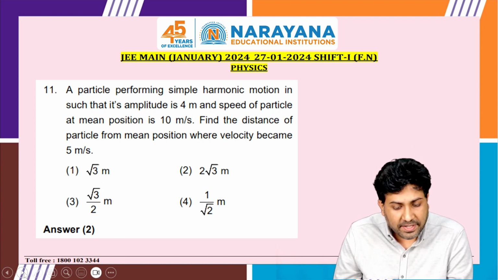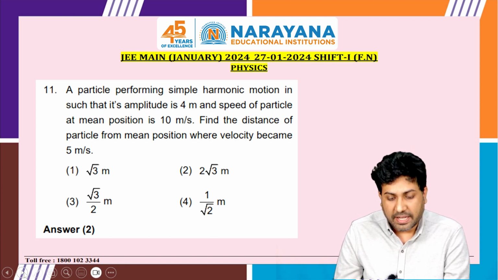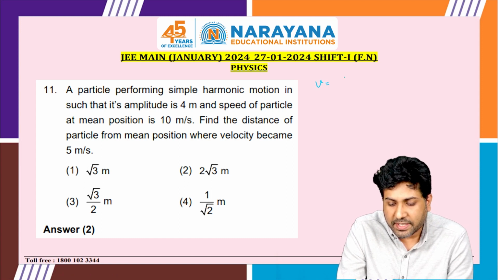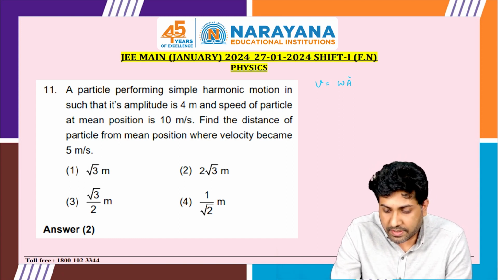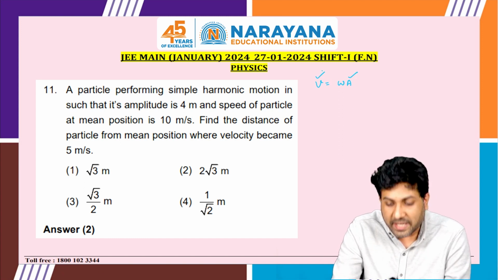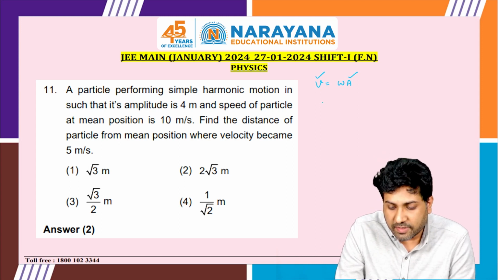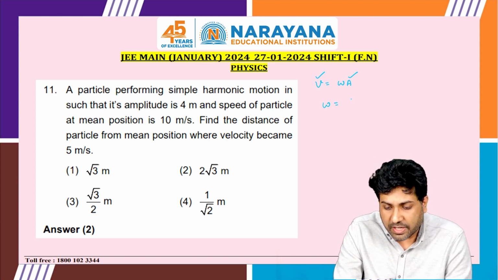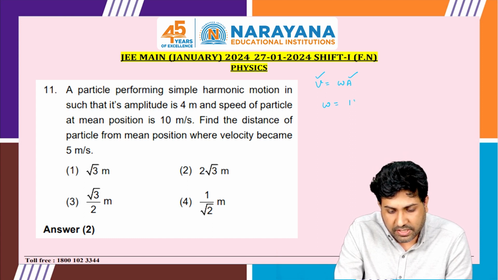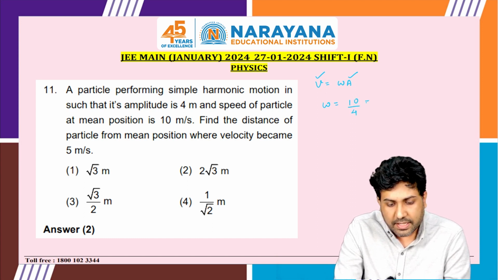The speed of the particle at its mean position is 10 meters per second. You know the speed of the particle at its mean position, v is equal to omega A. They have given us the amplitude, they have given us the speed at the mean position, so that means I will get the omega. So the angular frequency of SHM according to this question is 10 upon 4, and that will come out to be 2.5.